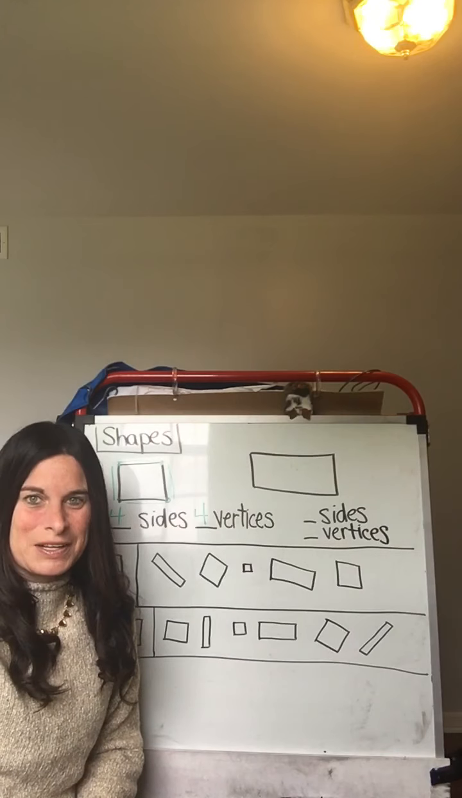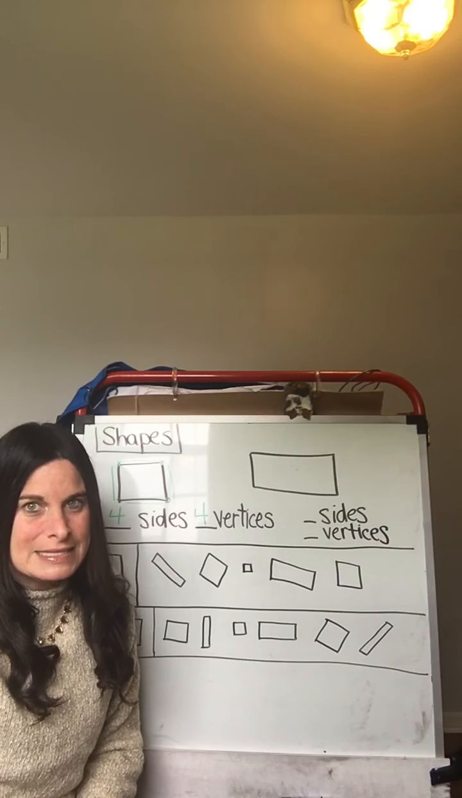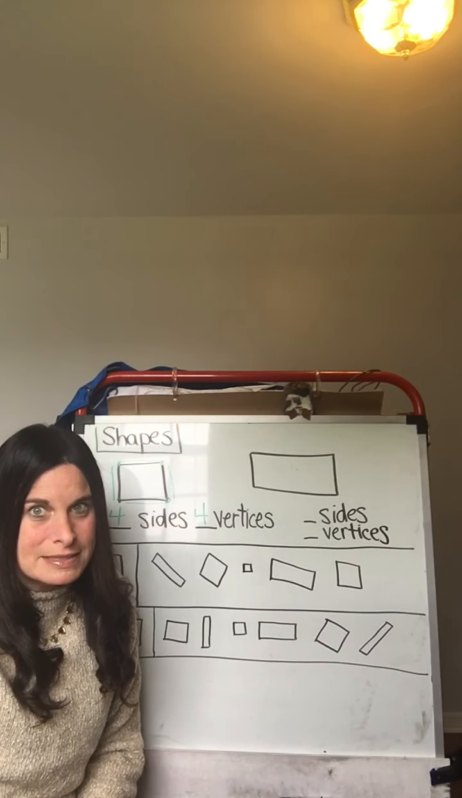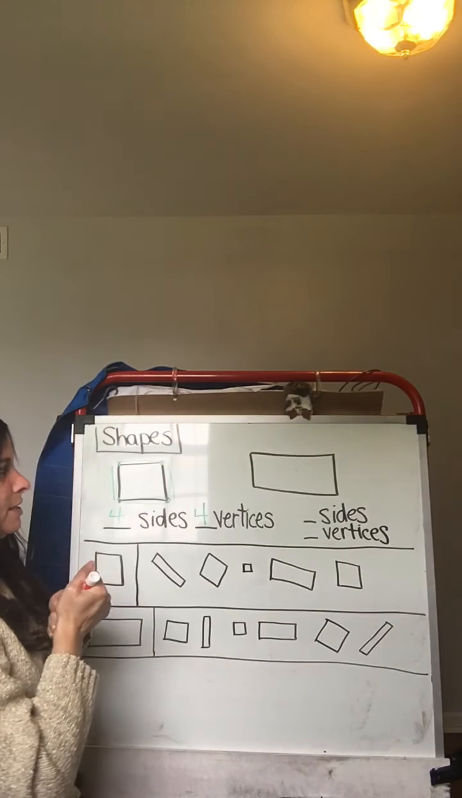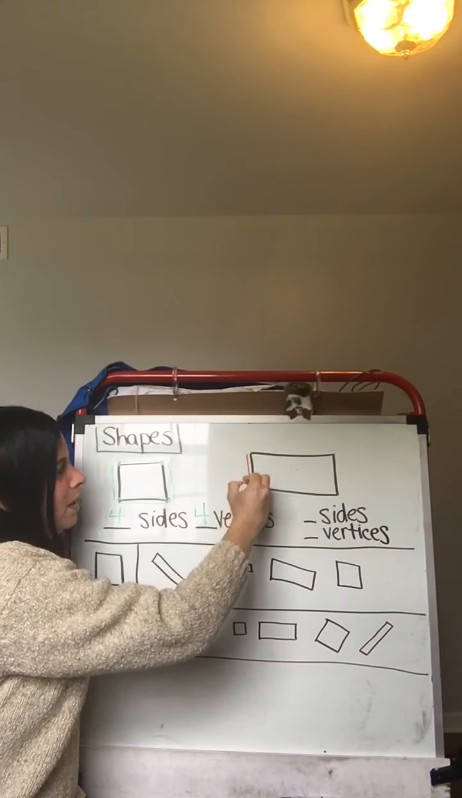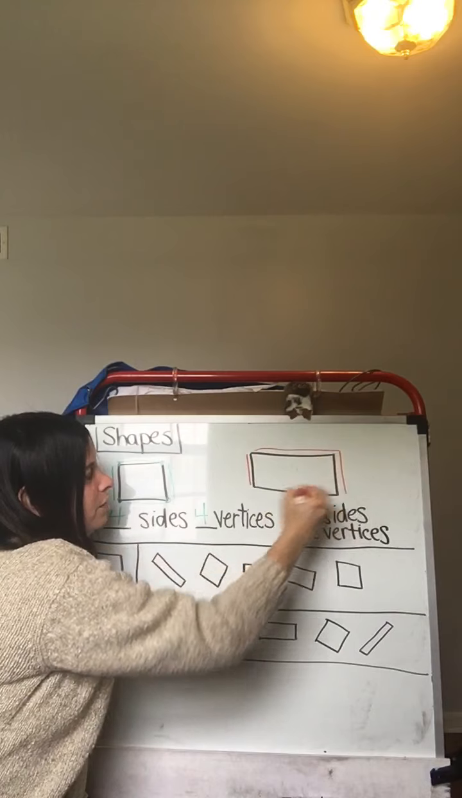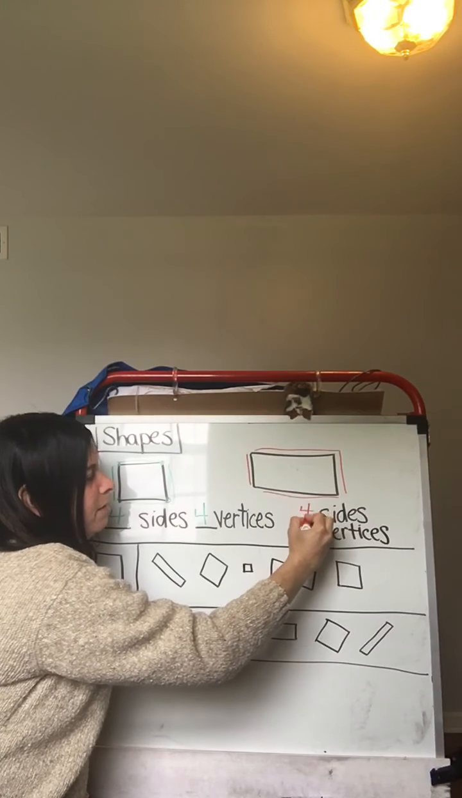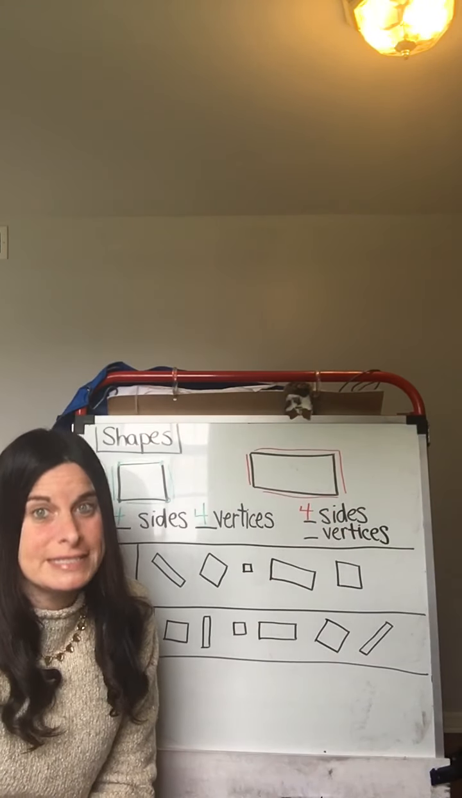So the rectangle, let's count how many sides it has. The sides are the lines that make the shape. So here, 1, 2, 3, 4. My rectangle has 4 sides.